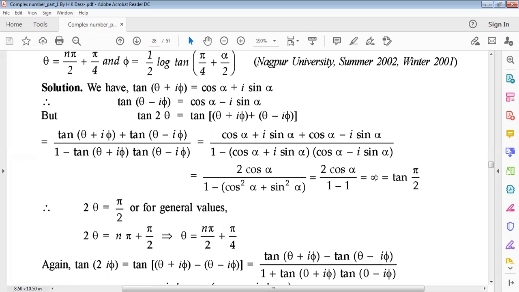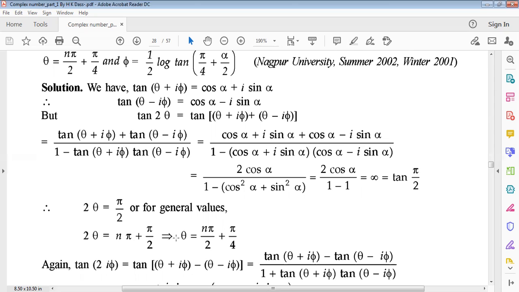But infinity in what? Tan 90 degree equals infinity. This is why tan 2 theta equals tan pi by 2. Tan cancels, angle equals angle, we can write 2 theta equals pi by 2. For general values, using the solution of a trigonometric equation, twice theta equals n pi plus pi by 2.